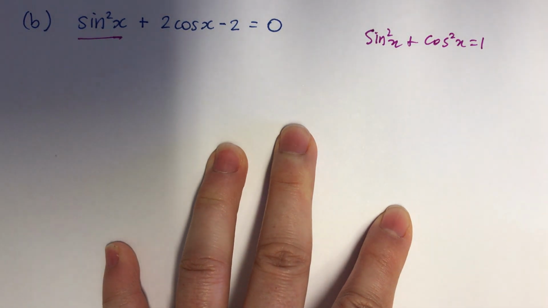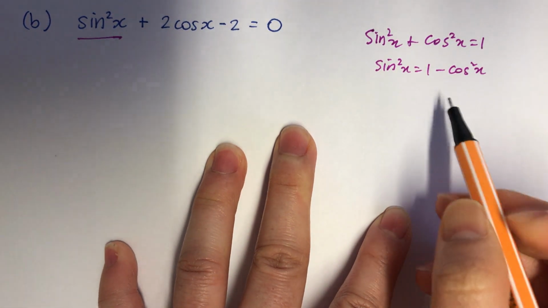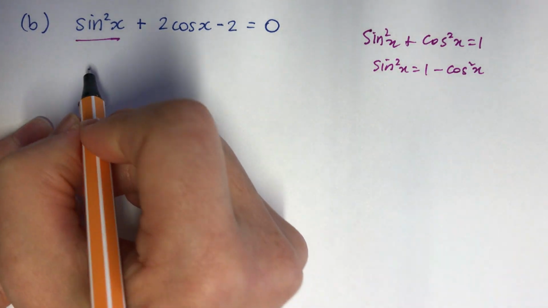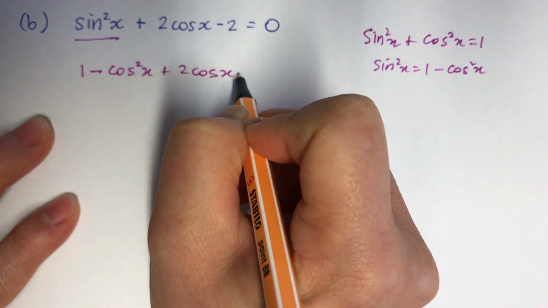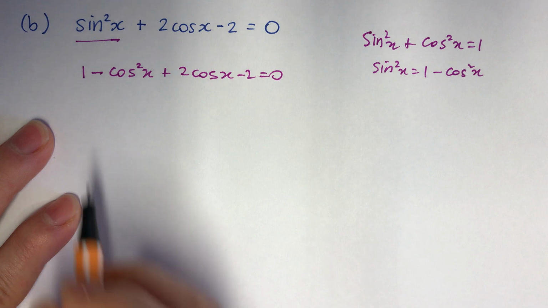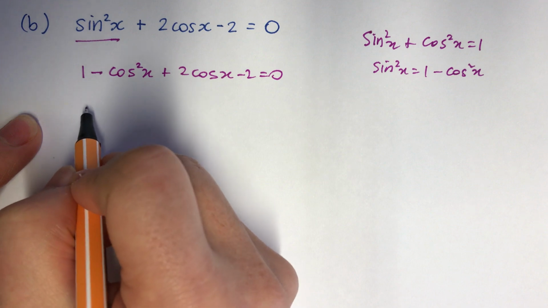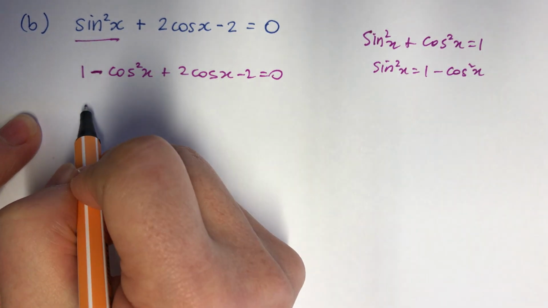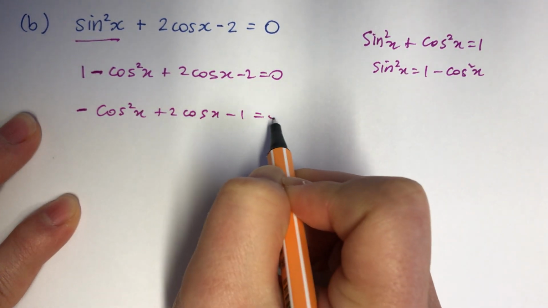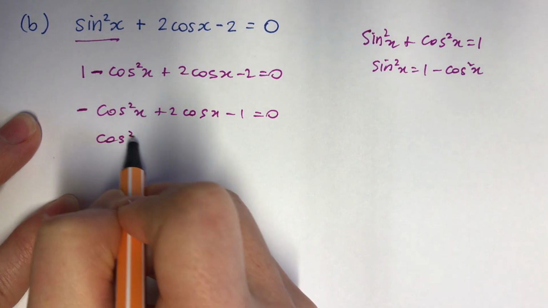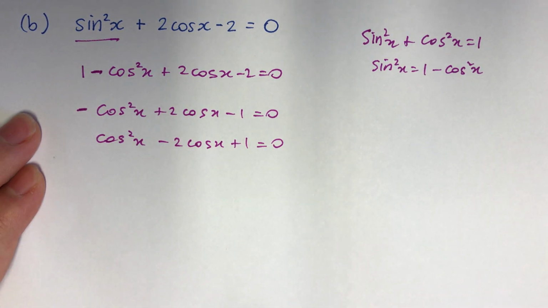Equals 1. So I'm going to change in terms of sine square x equals 1 minus cos square x. So I'm going to put that into here. Okay, so I'm going to go 1 minus cos square x plus 2 cos x minus 2 equals 0. Okay, and then I'm going to move everything to the other side, or I'm going to times by minus 1, so I don't want this negative. So let's do one thing at a time. Minus 1. And then if I times by minus 1, cos square x minus 2 cos x plus 1 equals 0. Okay, so that's not too bad.